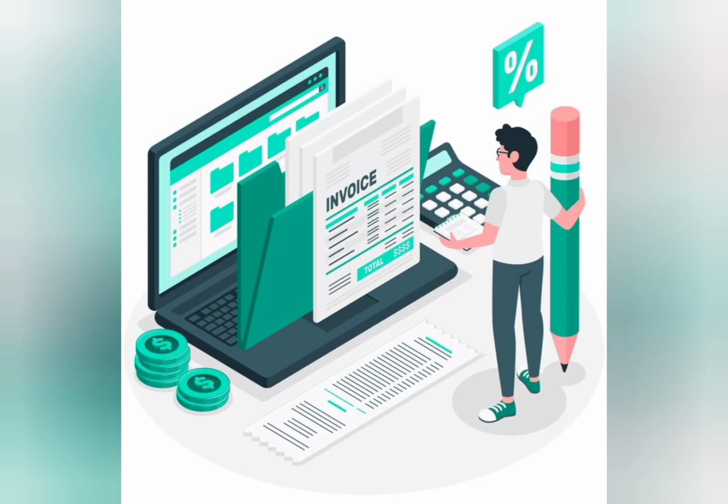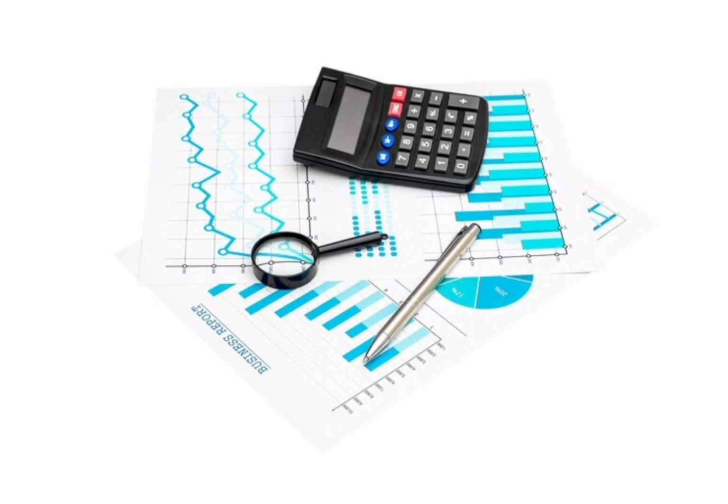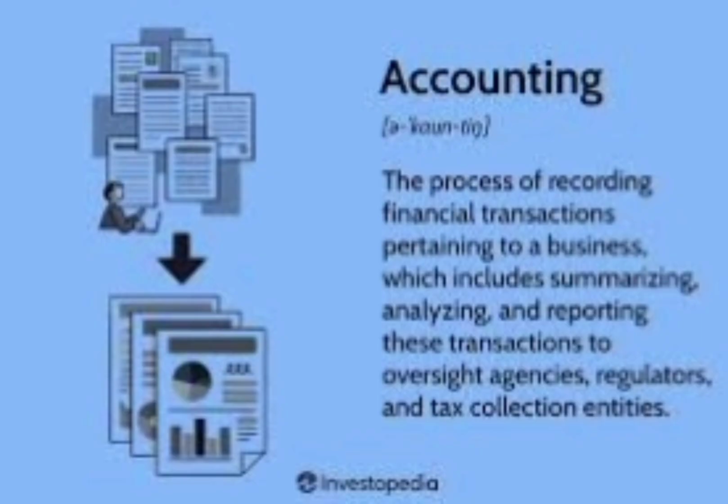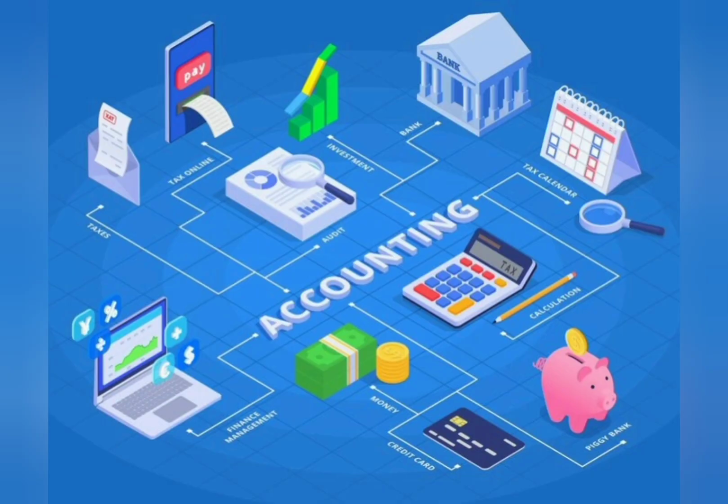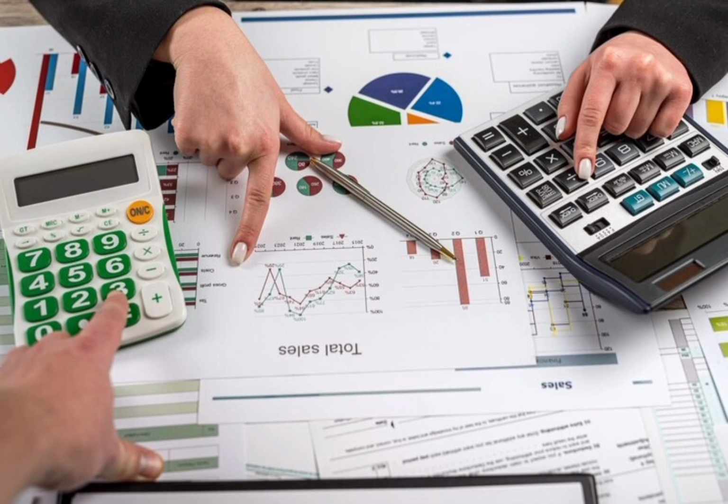3. Securities and Exchange Commission, SEC. SEC is a governmental agency in the United States responsible for enforcing federal securities laws and regulating the securities industry, including oversight of financial reporting by public companies. 4. Public Company Accounting Oversight Board, PCAOB. PCAOB is a non-profit corporation established by the Sarbanes-Oxley Act of 2002 to oversee the audits of public companies and ensure compliance with auditing and reporting standards.